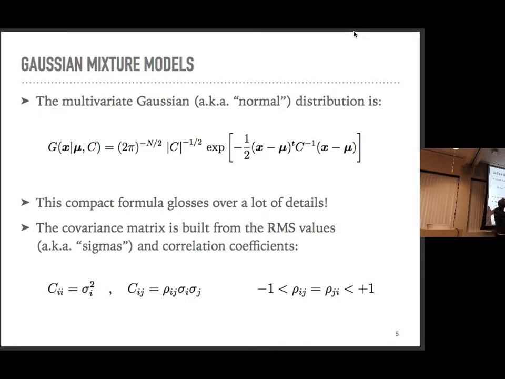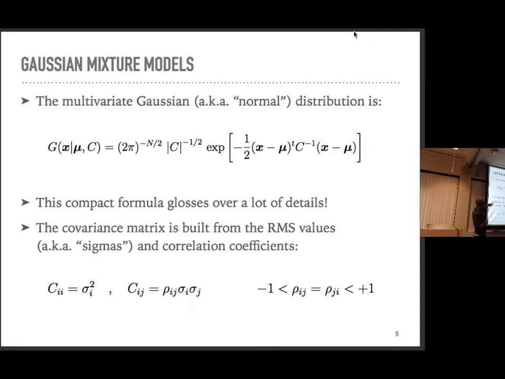But this is glossing over a lot of details. Like, what does this absolute value mean? I thought that was a matrix. Notice there's a little transpose there, and then here we have C, but here we have C inverse. So that's actually quite a lot of linear algebra hidden inside of that expression.